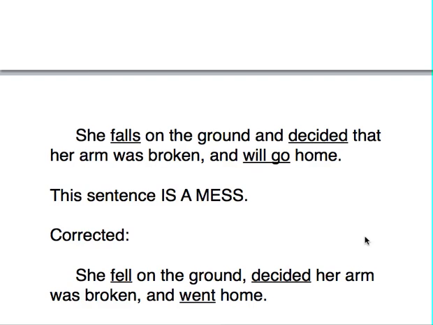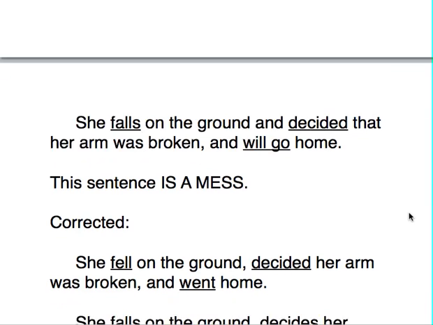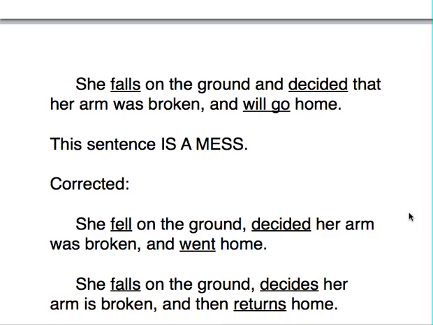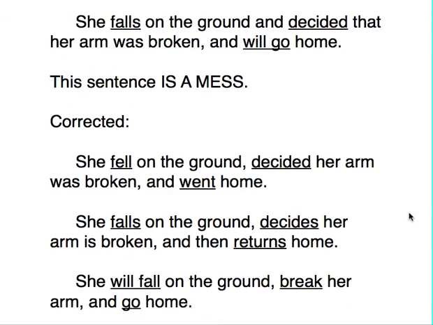She fell on the ground, decided her arm was broken, and went home. All three of the tenses used in here are in the past tense. She falls on the ground, decides her arm is broken, and then returns home. This sentence is all in the present. She will fall on the ground, break her arm, and go home.